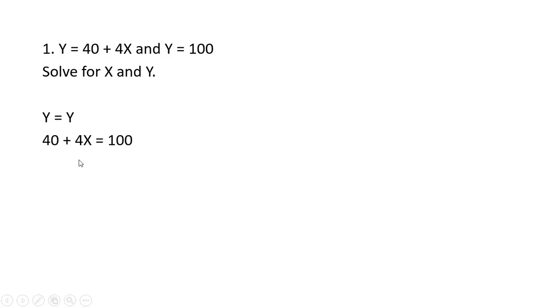We're going to subtract 40 from both sides. And then we're going to divide through by 4. So x equals 15, and y at the beginning equals 100. So y technically wasn't unknown, but this is the simplest case here of two equations with two unknowns, when actually one is not quite unknown. All right, moving on.